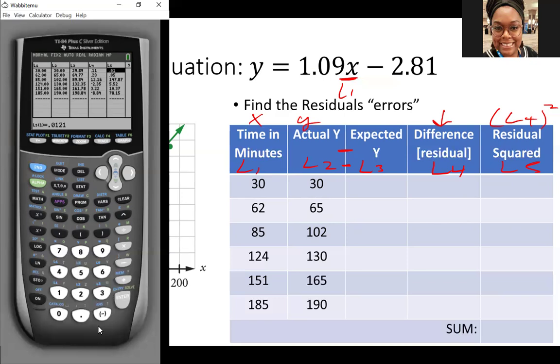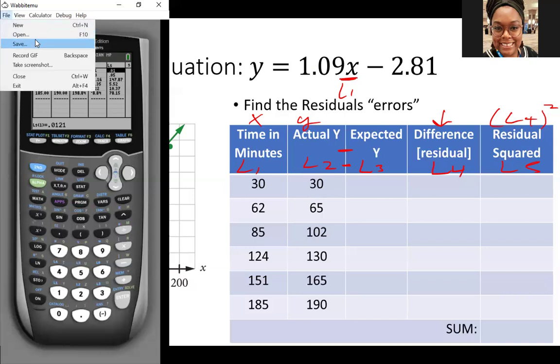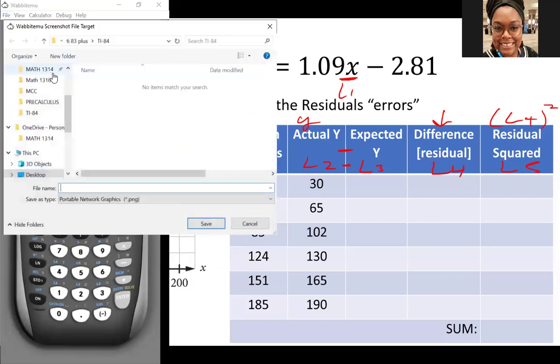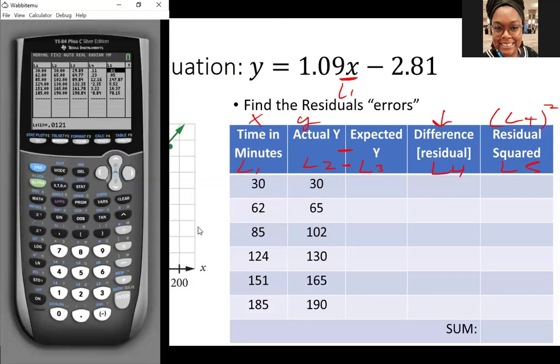If you feel confident, you can work ahead to find the sum. That's step 5. So if you feel pretty confident, you can go ahead and follow step 5. Otherwise, just wait and we'll do it together. Go to mode and go to float and switch it to 2 or 3, whatever you're trying to round it to. Thank you.